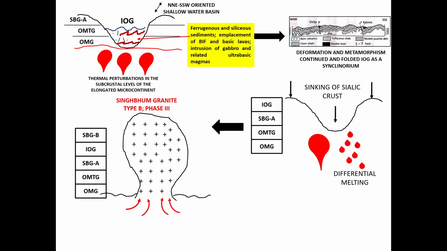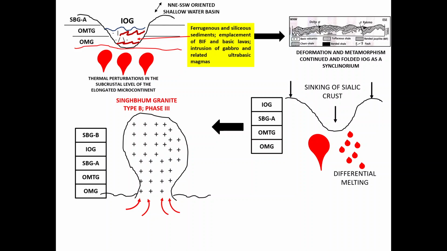Then the thermal perturbations in the subcrustal level of the elongated microcontinent led to the deposition of the ferruginous and siliceous sediments, and emplacement of banded iron formation in basic lavas, and intrusion of gabbro and related ultrabasic magmas. So all these rock types led to the formation of the iron ore group. This deposition of ferruginous and siliceous sediments was in a shallow water basin which was north northeast, south southwest oriented.